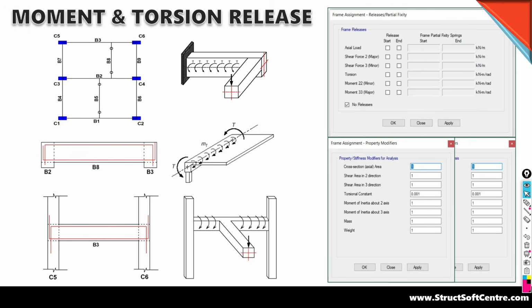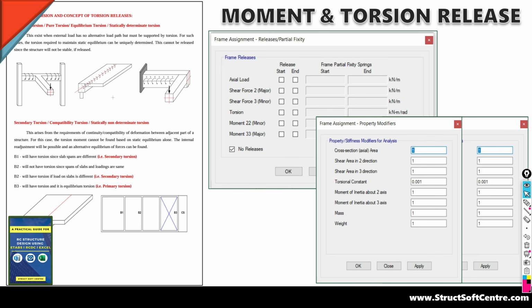Once your modeling work gets completed, then what does it mean by the moment release concept, torsion release concepts, how to implement in the ETABS software, what are the different types of torsion: primary torsion, secondary torsion, primary beam, secondary beam, tertiary beam, how to implement the moment release, partial moment release, partial torsion release, how to implement all those things we are going to see. And all that definition, all that explanation is given in your book of practical guide. In the light of the explanation of the book of practical guide, we are going to complete this project. Once again I am going to repeat here.